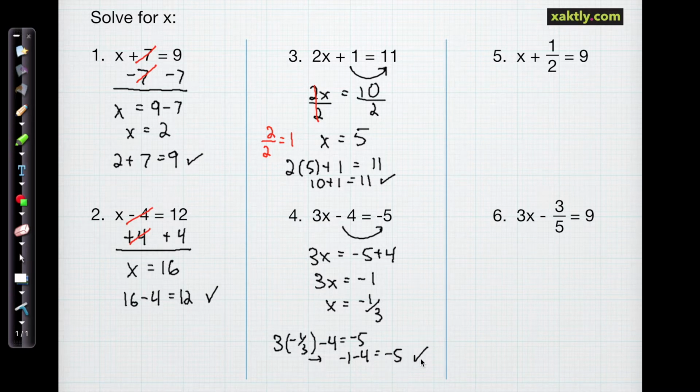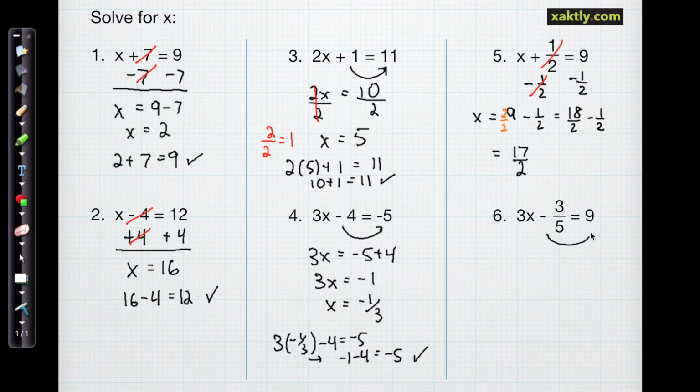Number 5, let's throw in some fractions. We love fractions. We're going to have to get rid of that 1/2, so we'll subtract it from the left and the right. We always have to do the same thing on either side. So 1/2 minus 1/2 on the left is just x plus 0, or x. And now we have 9 minus 1/2. Now, in order to do this, we're going to have to get a common denominator, so we'll multiply 9 by 2 over 2 to get 18 over 2 minus 1/2, which gives us 17 halves. So x is 17 halves.